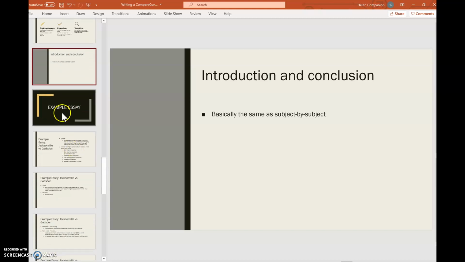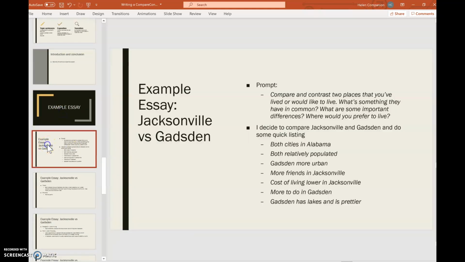I think I have time to go through the example essay real quick. So if I was doing the prompt, and I think this is one of the prompts, you have the option of comparing and contrasting two places that you've lived or would like to live. What's something they have in common? What are some important differences? Where would you prefer to live?